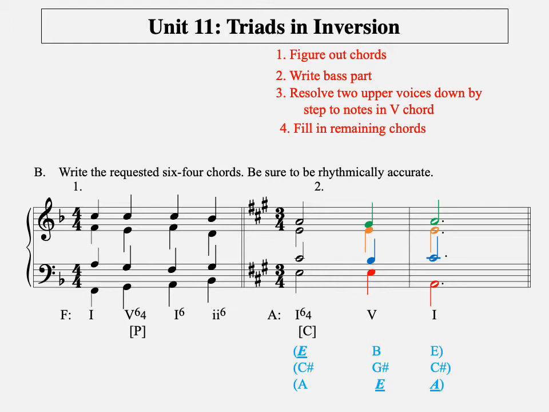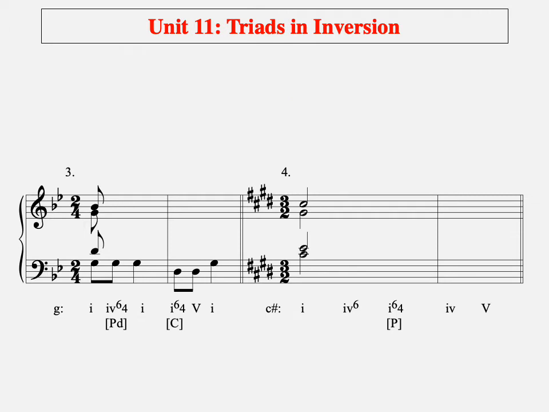Let's move on to the next one. So what do we have here? We have a progression that has both a pedal or a neighbor 6/4 chord in it and a cadential 6/4 chord in it. So let's get working on this one.